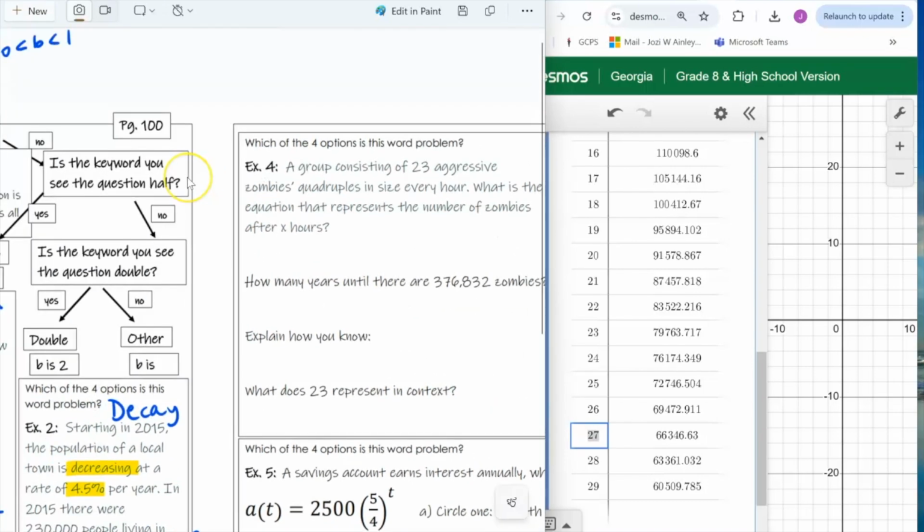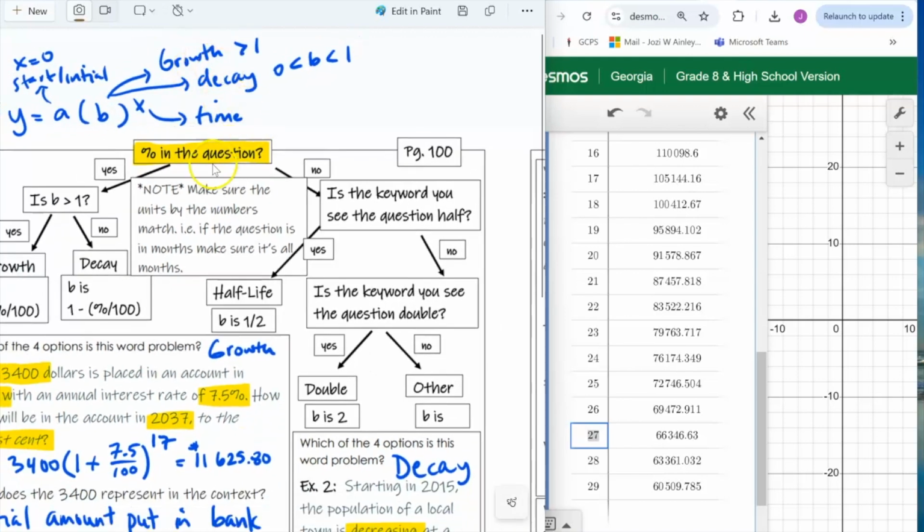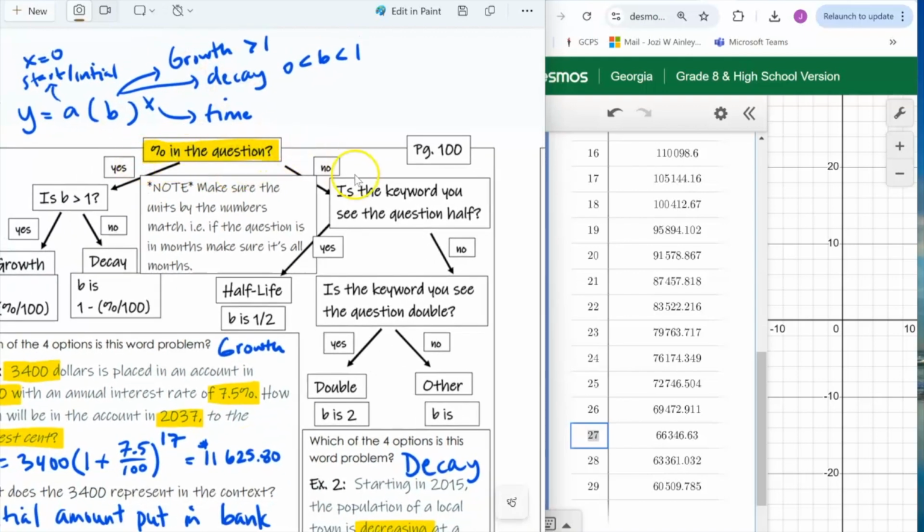So let me come back to my flow chart. Is percent in the question? No. Is the key word in the question half? Yes. If it's half-life, B is 1/2 because it's half-life. And because I'm not going to do all the examples, in case it wasn't half, you have double, you have triple. So double is 2, triple will be 3, quadruple will be 4, and so forth. But I'm just going to do half-life.